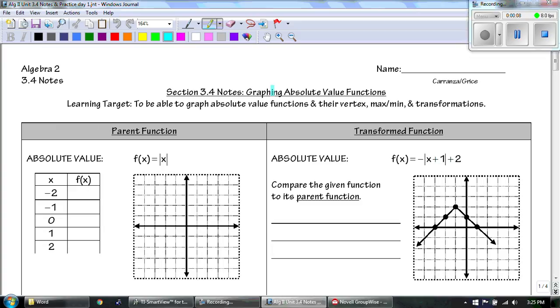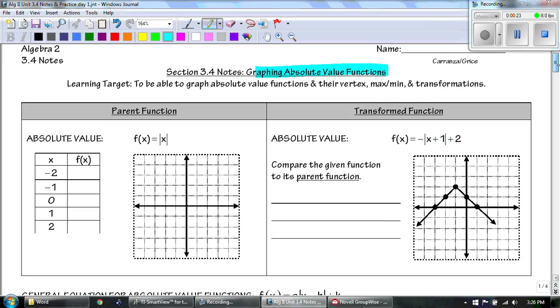Today we're talking about graphing absolute value functions. Our learning target today is to be able to graph absolute value functions and their vertex, max, min, and, that's right, transformations. So let's go ahead and get started.